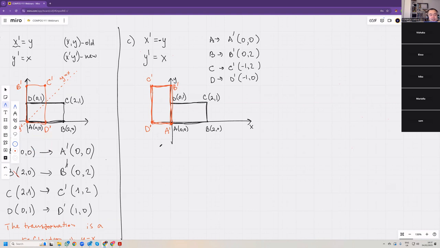Rotation 90 degrees anticlockwise. Yes. Rotation 90 degrees counterclockwise. Or simply, and center 0, 0. So that would be a rotation about point 0, 0, 90 degrees. 90 degrees implies anticlockwise.